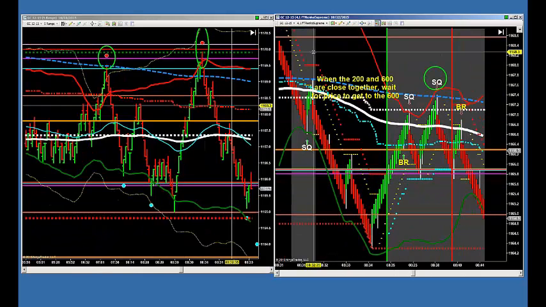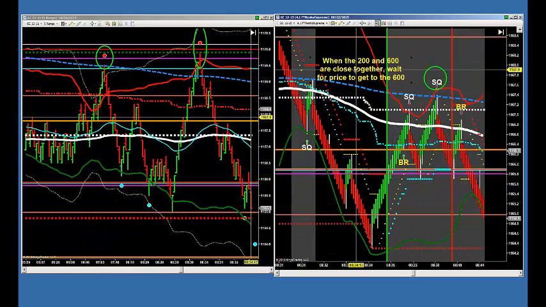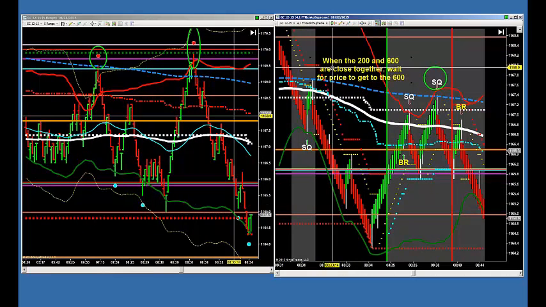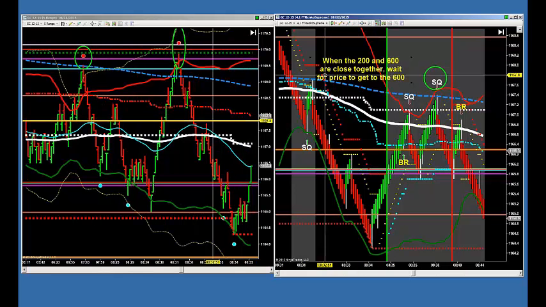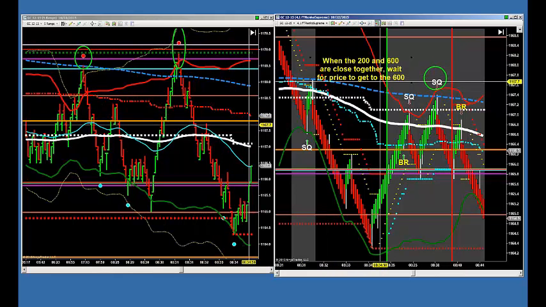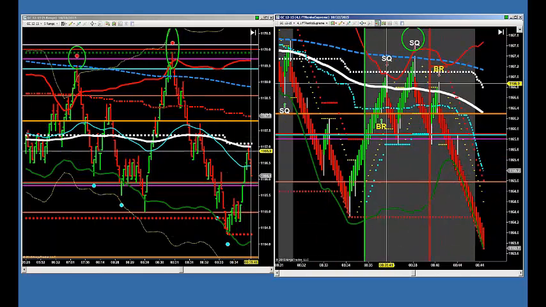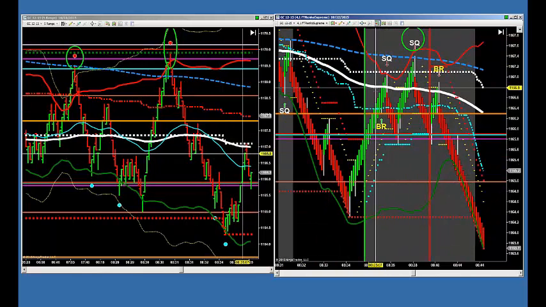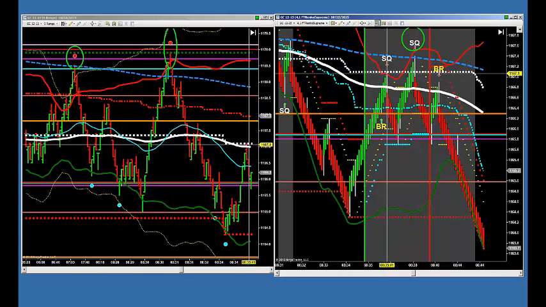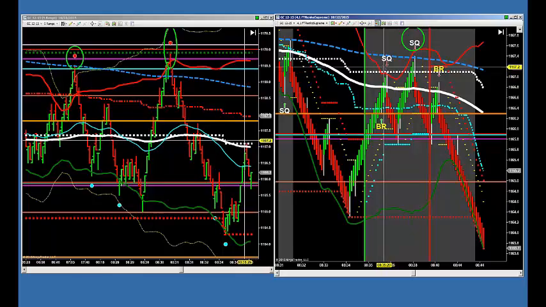Make a little note here. Let me move it so we can see it. When the 200 and the 600 are close together, wait for price to get to the 600. Okay? And that's what I'm talking about right here. This SQ signal made it to the 200. It made it to the 50% internal fib. But here, very close by, is the 600.